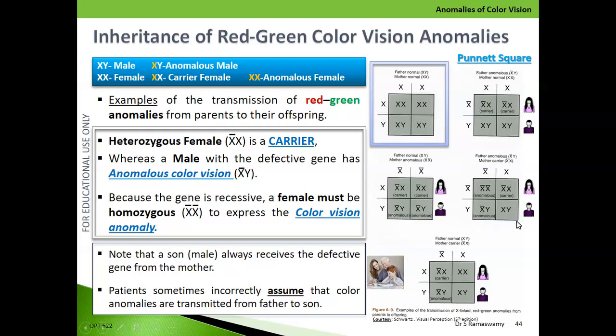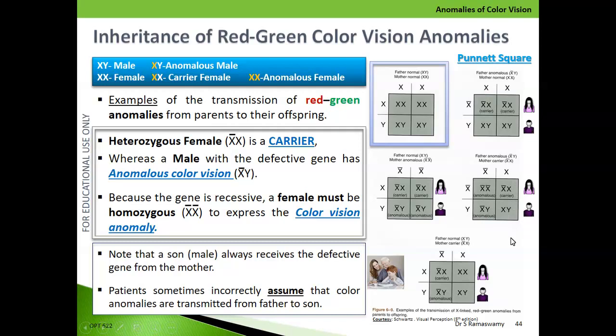In the third situation, here's a situation where the dad is color defective, and the mom is the carrier of the gene. In this case, 50% of the daughters and 50% of the sons will be anomalous, because the son is going to receive the defective gene from the mother, and the daughter is going to receive the defective gene both from the dad and the mom. So 50% of the daughters will be anomalous and 50% will be carriers of the gene, whereas in case of sons, 50% of the sons will be color defective and 50% would be color normal.